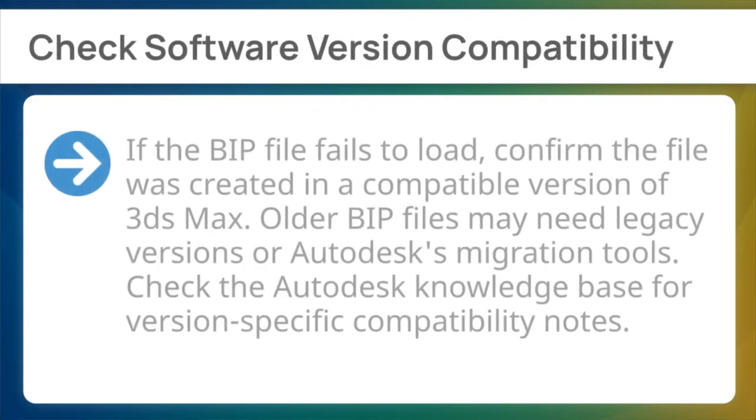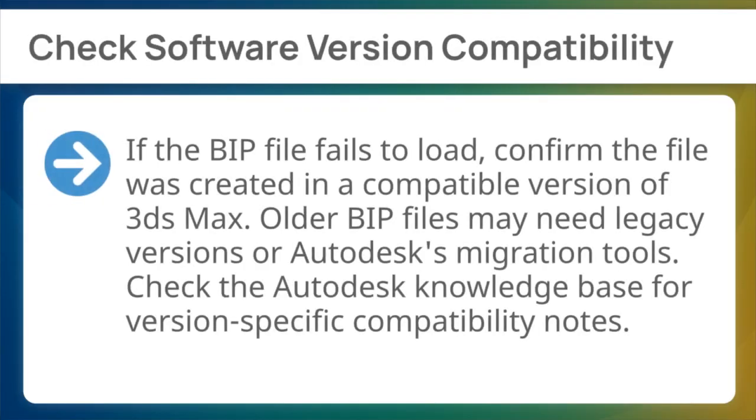Next, check software version compatibility. If the BIP file fails to load, confirm the file was created in a compatible version of 3ds Max. Older BIP files may need legacy versions or Autodesk's migration tools. Check the Autodesk knowledge base for version-specific compatibility notes.